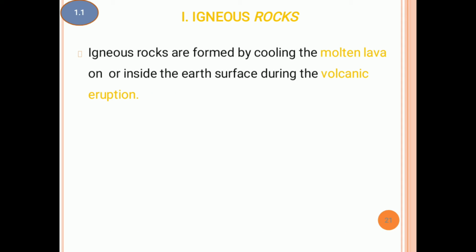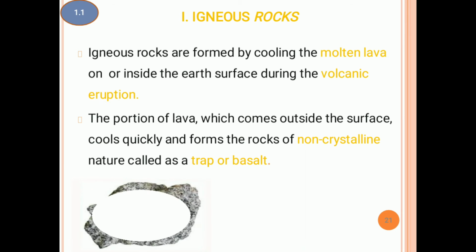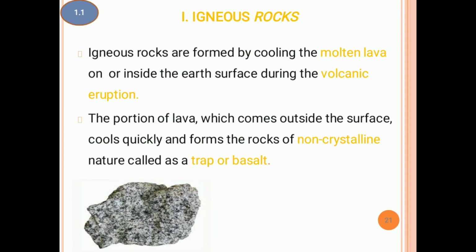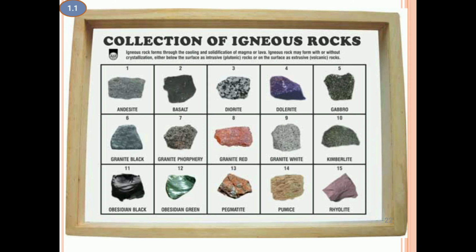What is the formation of igneous rocks? Igneous rocks are formed by cooling of molten magma, either inside the earth's surface or during a volcanic eruption. The portion of the lava which comes out to the surface cools quickly and forms rocks of non-crystalline nature, called trap or basalt. So you can see this non-crystalline nature of the rocks. These are various types of rocks, granites. You can see this collection of igneous rocks.